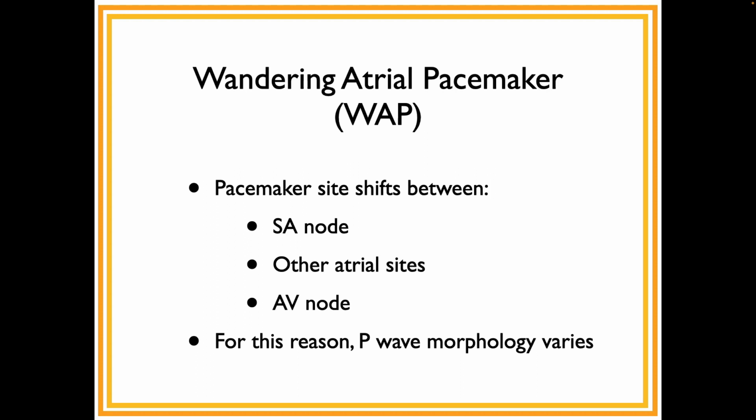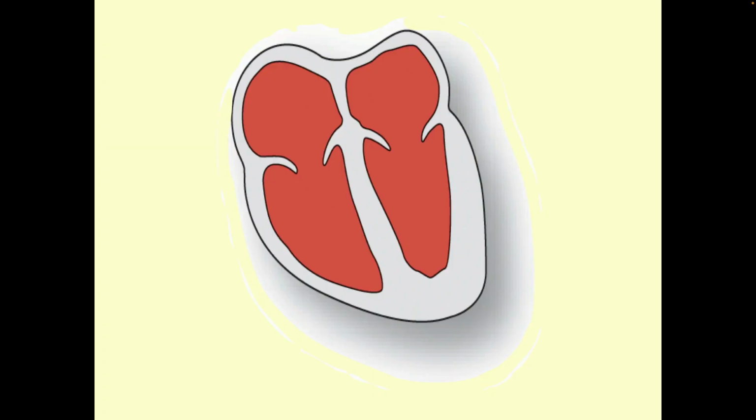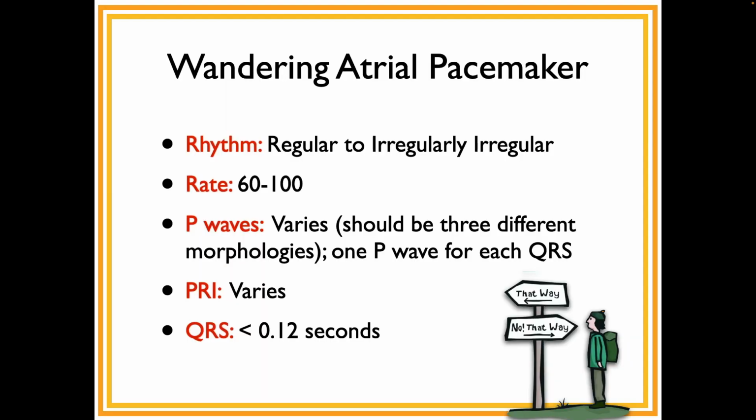And for this reason, the P wave morphology varies. So again, the pacemaker might start off in the SA node, move around in the atria, go down to the AV node, maybe fire off a couple times there, maybe it goes back up again, okay? So, wandering atrial pacemaker, the rhythm can vary. It can be regular, it can be irregular. The rate typically is 60 to 100. It can be slower than 60. That would be more accurate to say less than 100. If it goes over 100, we just call it something different.